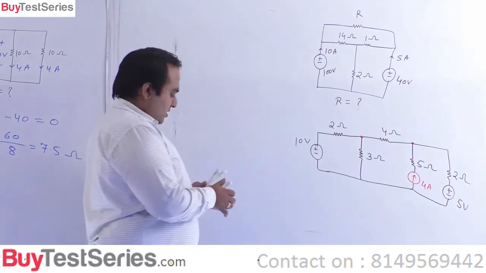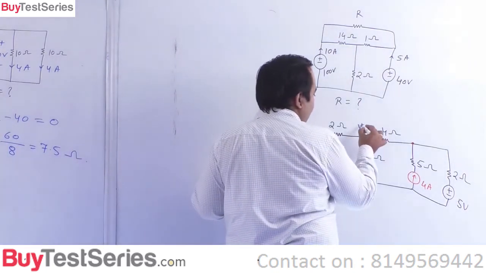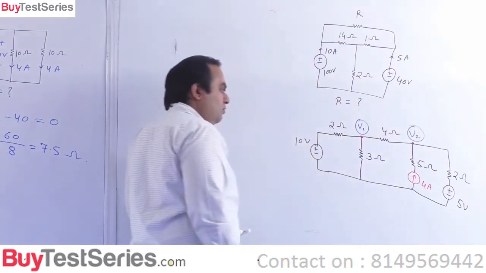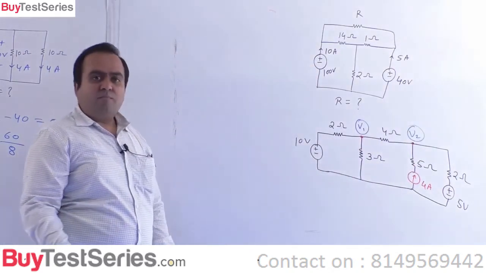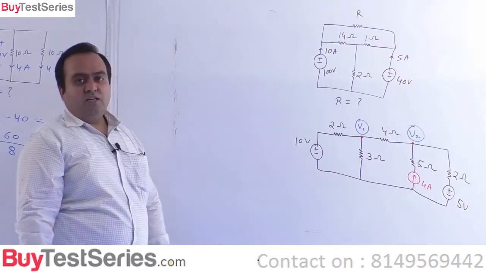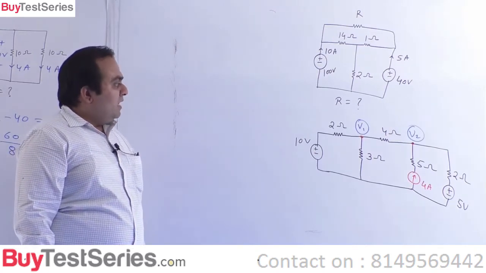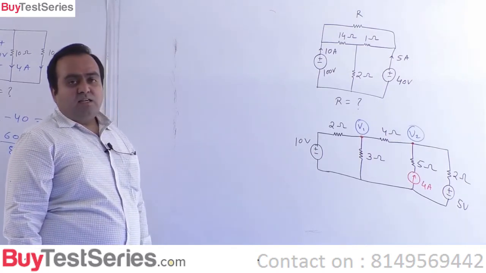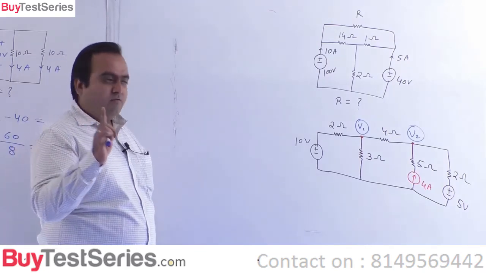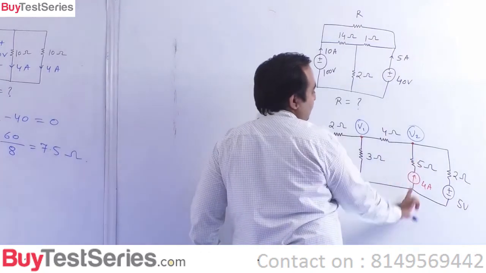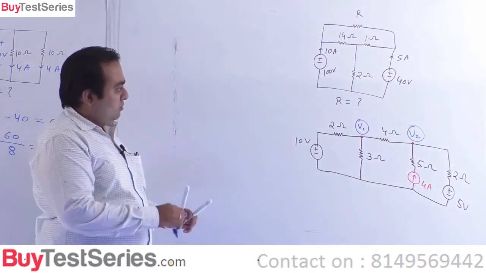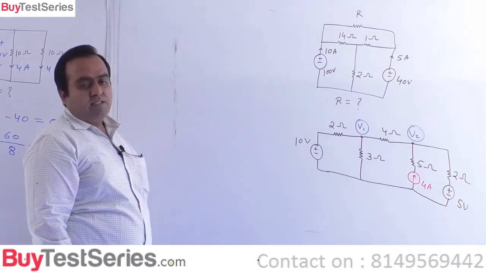Now let me take this voltage as say V1, say this voltage is V2. V1 and V2 might be some positive value or maybe some negative value, we don't know. Once we write the equation and solve it, then only we shall come to know about it. So far as the directions of current are concerned, we don't know the direction. We only know one direction for sure, and that is this 4 ampere direction. Alright. Now, how to write the equations?